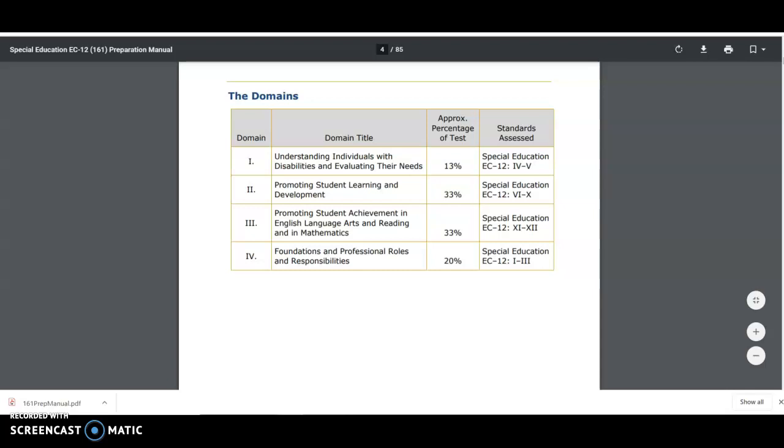Here are the domains. There are 4 domains that you're going to need to be familiar with, as well as the competencies and standards that fall under these domains. The top 2 most weighted ones are promoting student learning and development, and promoting student achievement in ELAR, English Language Arts and Reading, and in mathematics. And then foundations and professional roles and responsibilities, your PPR, follows, and the one that has the least weight in terms of how much percentage of the test is on that particular domain is the number 1, understanding individuals with disabilities and evaluating their needs.